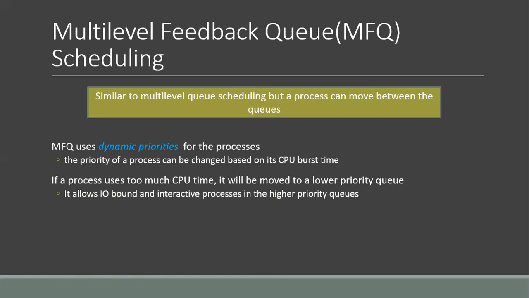It allows IO-bound and interactive processes in the higher priority queue. Obviously, the processes that use too much CPU are CPU-bound processes. Hence, moving a CPU-bound process to a lower priority queue will leave IO-bound and interactive processes in the higher priority queue.